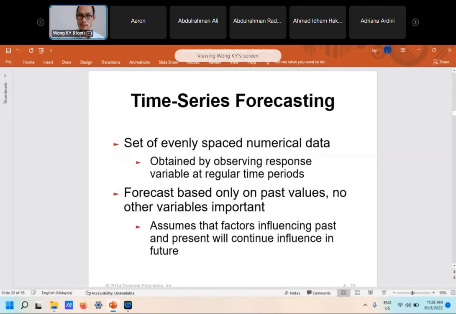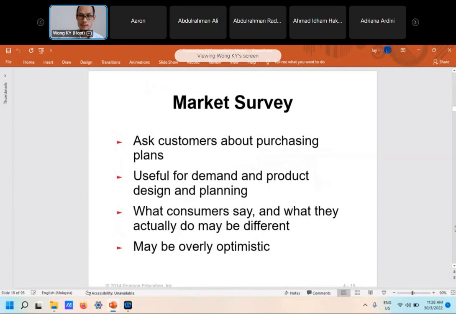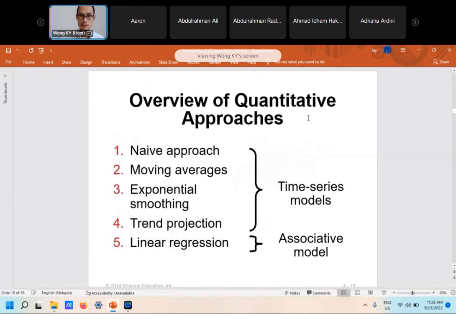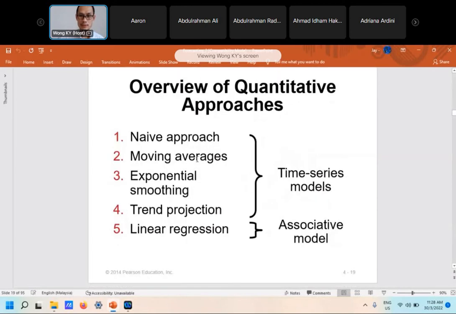Okay, so now we are going into the quantitative model. I already completed all this qualitative method. Our focus should be on these quantitative models. Right, so let's look at the time series model first. Time series models consist of naive approach, moving average, exponential smoothing, and trend projection.